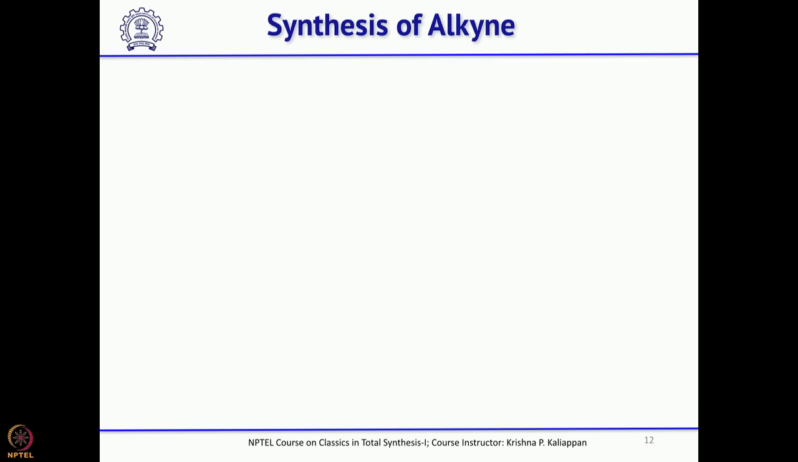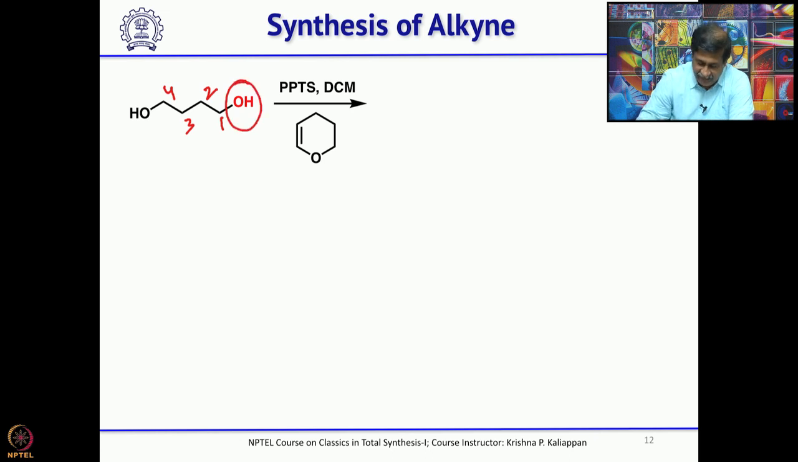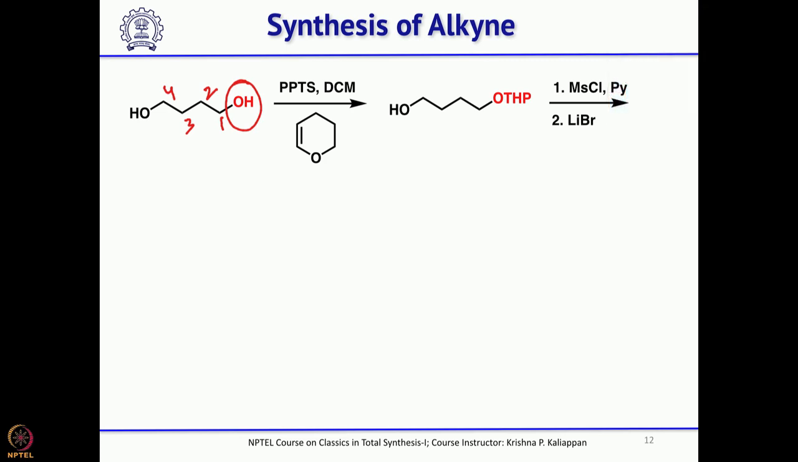Now the other fragment, which is required for making the macrocycle, that alkyne. For that, again he started from a diol. You can see 1, 2, 3, 4, butane diol, 1,4-butane diol, and one of the hydroxyl groups was protected as THP ether, and the other hydroxyl group was converted into bromide in two steps by treating with methanesulfonyl chloride followed by lithium bromide.